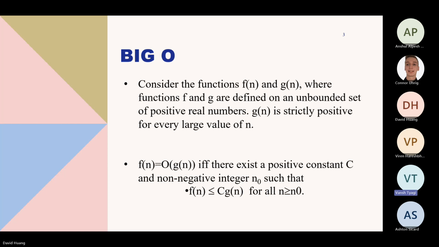Big O is basically f of n equals O of g of n if and only if there exists a positive constant c and a non-negative integer n naught, such that f of n is less than c times g of n for all n greater than or equal to n naught. Now, again, this looks so overwhelming, so let's look at the easier definition of it.